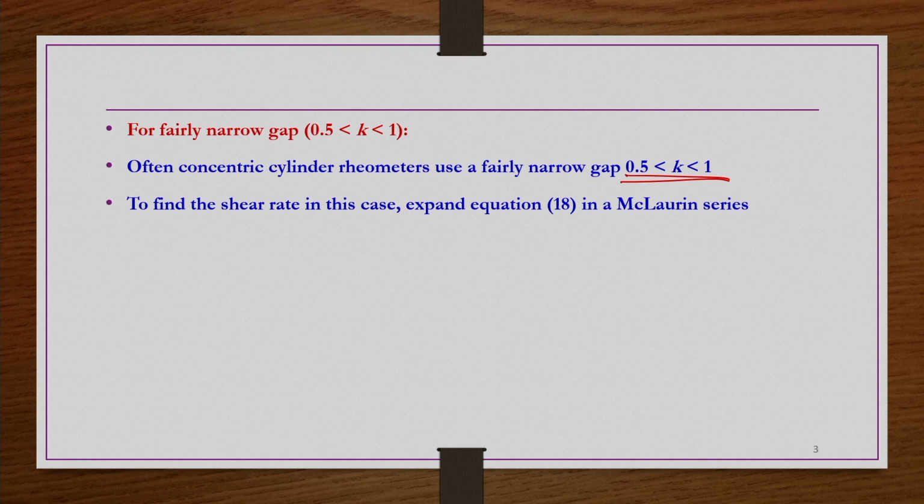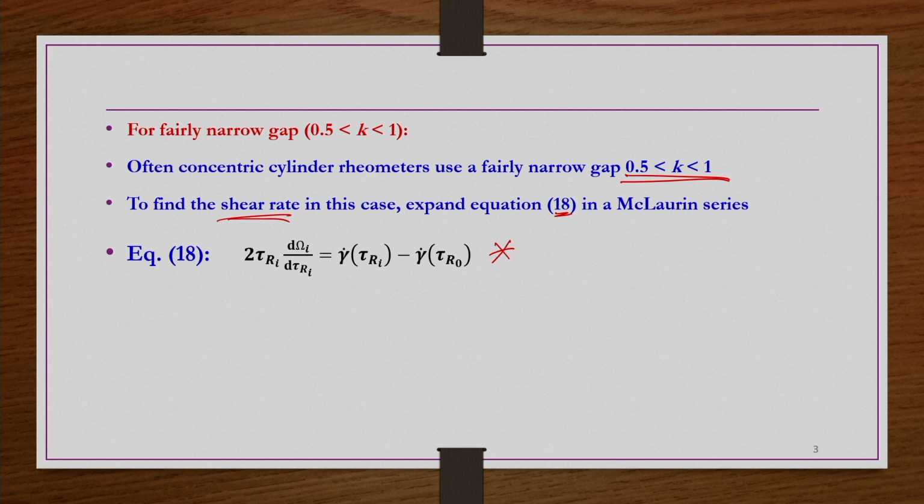So what we have to do, in order to find the shear rate in this case where the gap is fairly narrow, is apply the Maclaurin series to equation 18 from the previous lecture that we have derived. What is equation number 18? It is nothing but this equation: 2 tau Ri d omega I by d tau Ri is equal to gamma dot tau Ri minus gamma dot tau R naught.